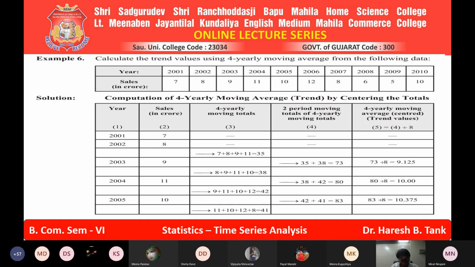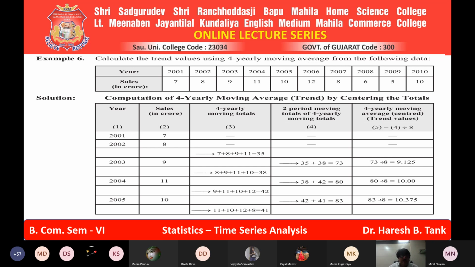Where you have to put it: it should be in between 2002 and 2003. So naturally, if you put a blank line here, then you put 35 against this value. So it would be the 4-yearly moving total. Right enough? Is the first element clear? Yes, sir. Okay. Do the same by skipping the first year. Now 2001 is to be skipped.